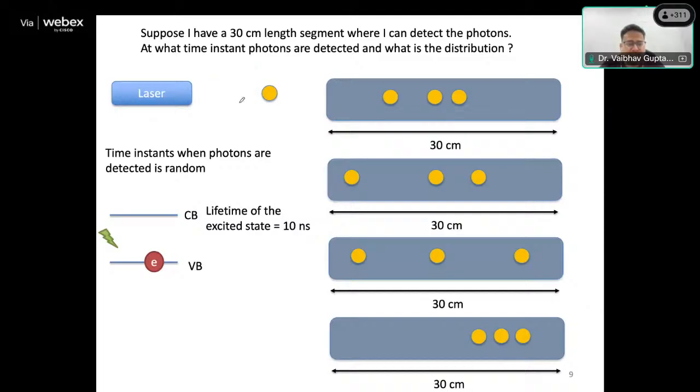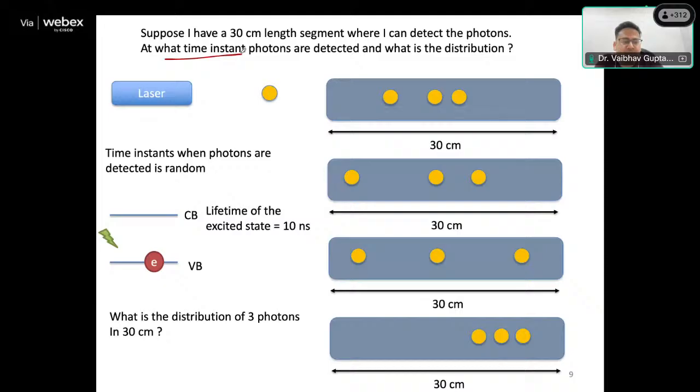This process is random. Similarly, when the electron goes down to the valence band and emits a photon, this process is also random. And since this is random, this gives us randomness in the photon arrival. I hope that is clear to you. Now this was about the time instant. So we know this process is random.